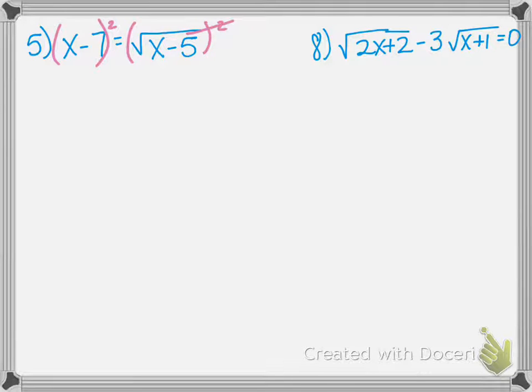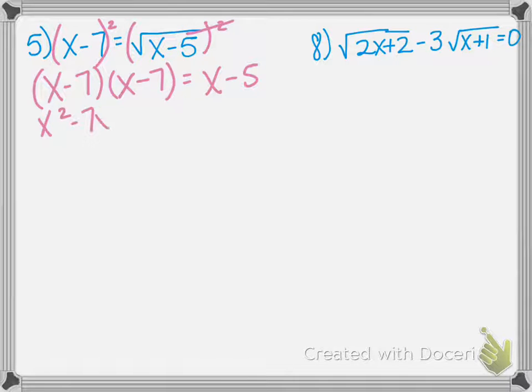These end up canceling out, and I'm left with, and I want you guys again to rewrite this as x minus 7 times x minus 7, because it's easier to see what the next step is if you write it out that way. Now that I see my 2 binomials, I know I need to FOIL, so that's going to give me x squared minus 7x plus 49 is equal to x minus 5. Add your like terms.